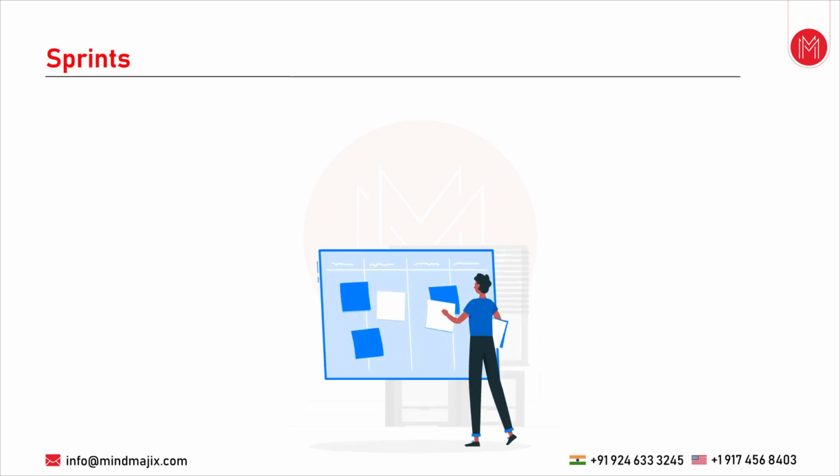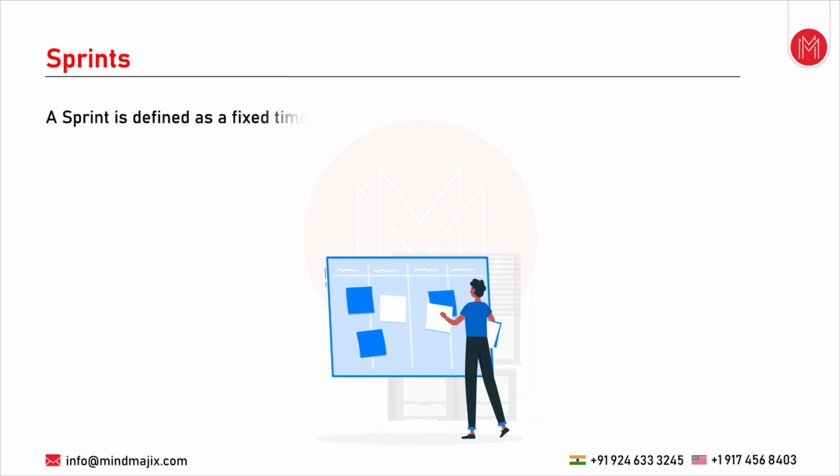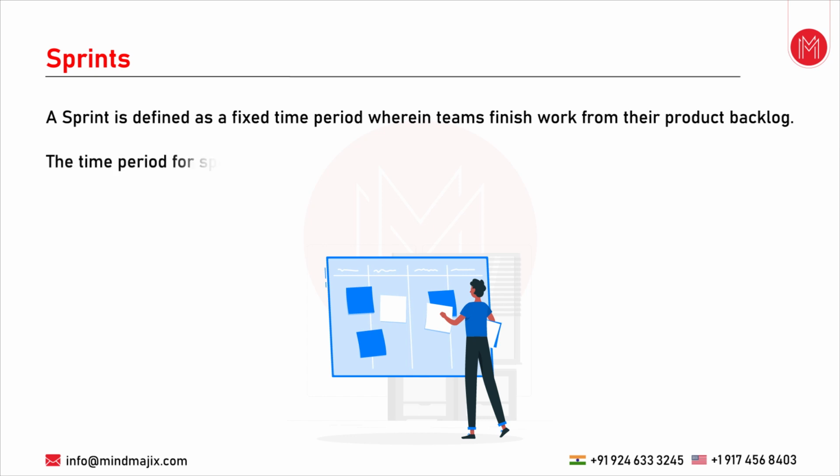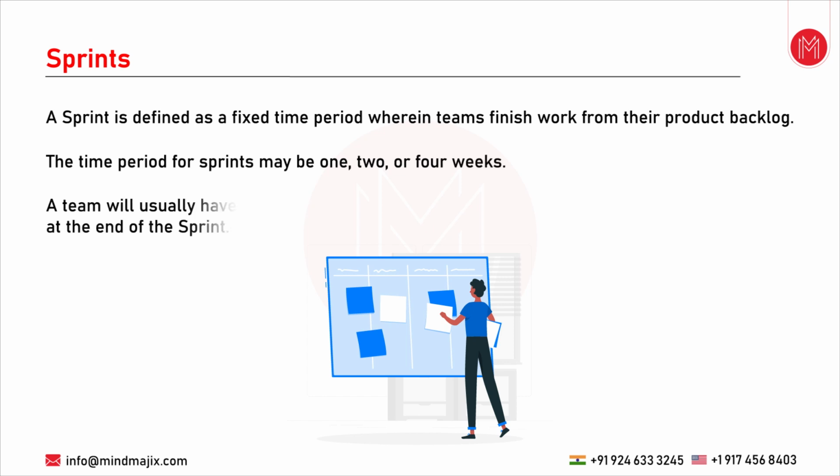So let's move on to the next part, which is the sprint. Okay, so what do you mean by a sprint? A sprint is defined as a fixed time period wherein teams finish work from their product backlog. The time period for sprints may be 1, 2, or 4 weeks. A team will usually have developed and implemented a working product increment at the end of the sprint.